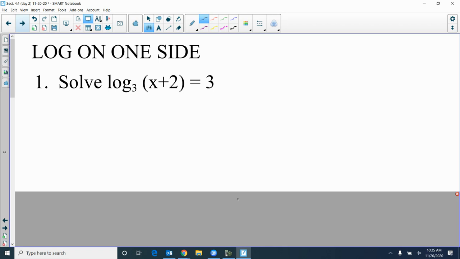All right, convert it to exponential form. If it's in log form, convert it to exponential form. And so this one here is just going to be your base, which is 3, to this power: 3 cubed equals x plus 2. 27 equals x plus 2. Subtract 2, x equals 25. So for that one, that's all you have to do.